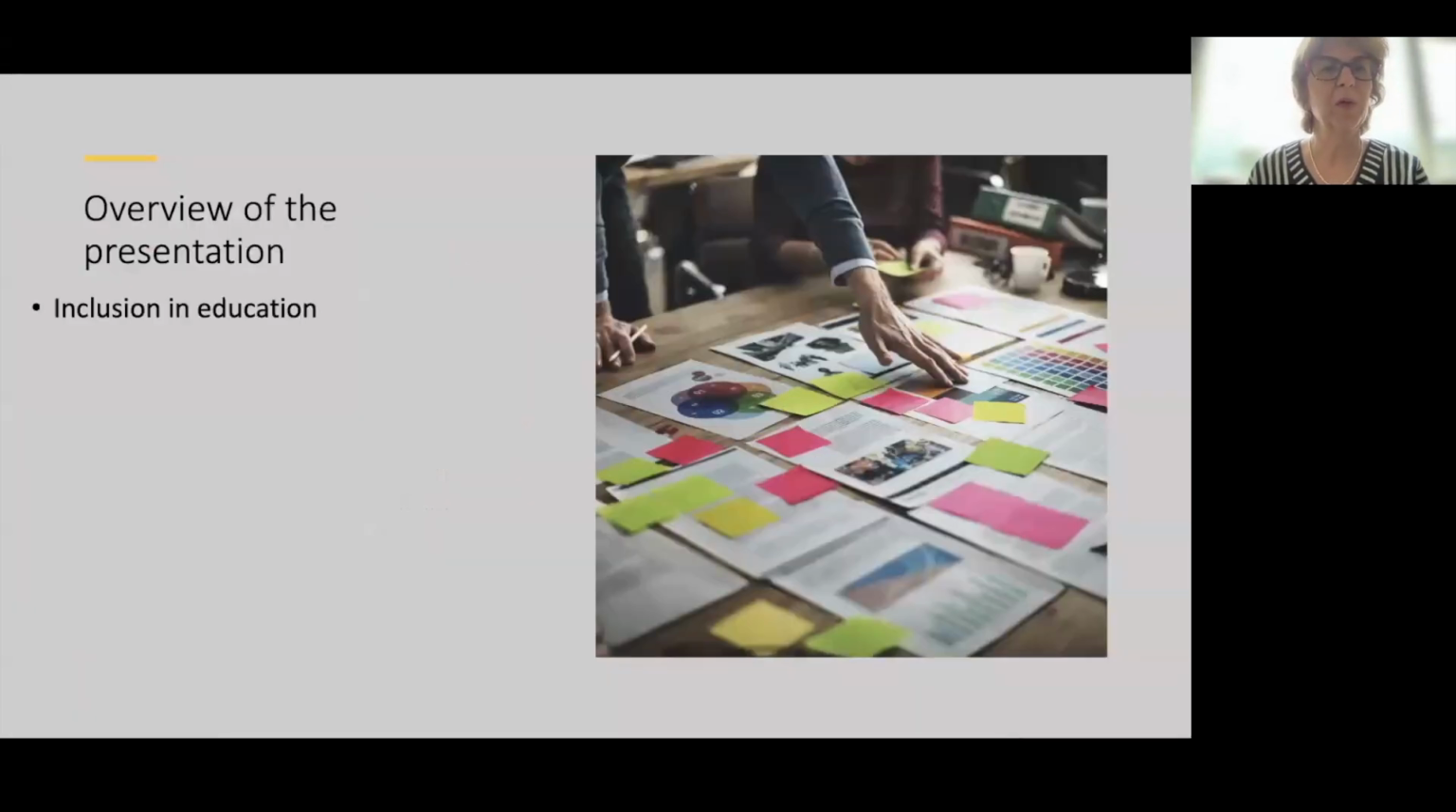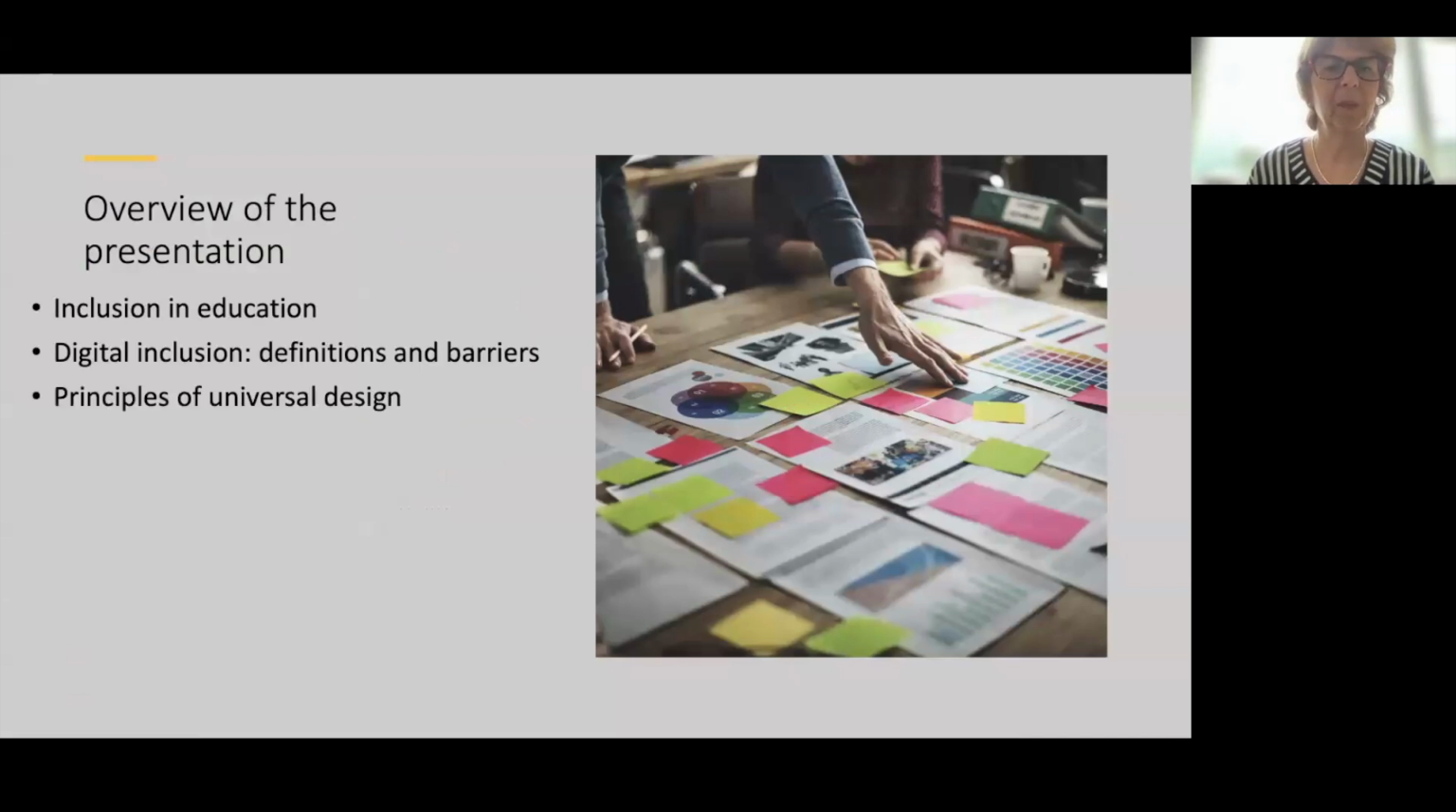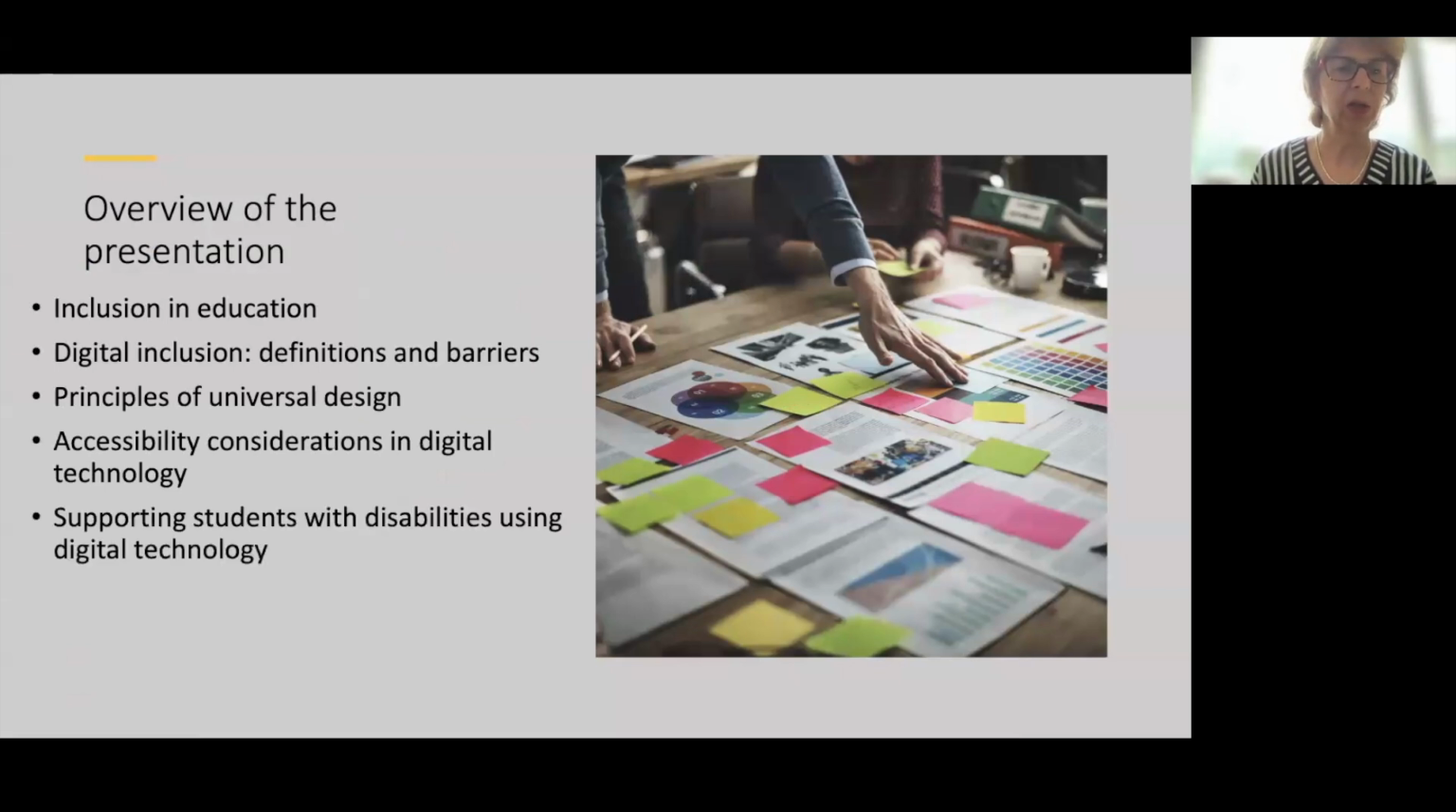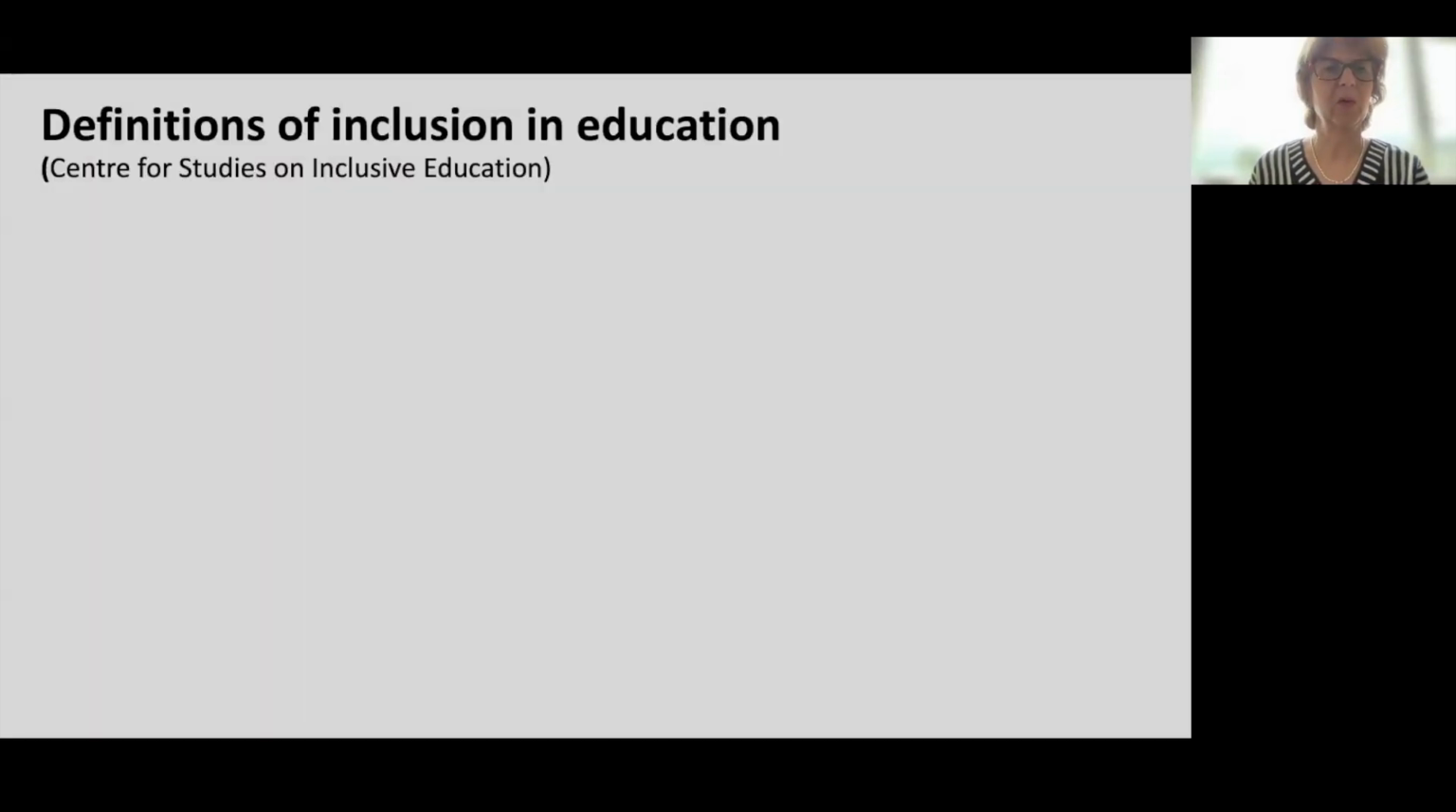So the overview of this presentation, we're going to discuss inclusion in education, digital inclusion. We'll define it, and we'll think about barriers that can come in the way of digital inclusion. We'll discuss principles of universal design, accessibility considerations in digital technology, how to support students with disabilities using digital technology, and hopefully there will be a conclusion with some takeaway message for you at the end of this talk, right?